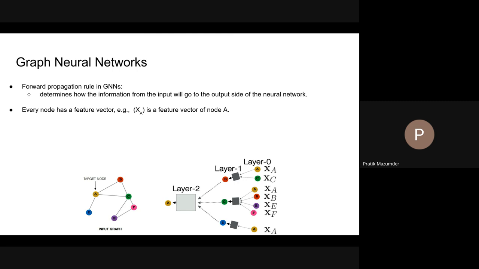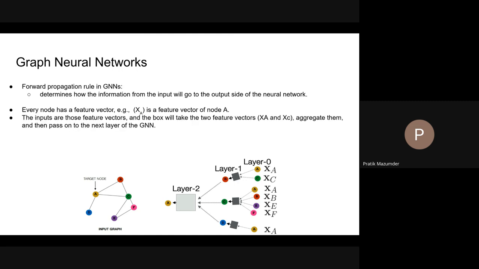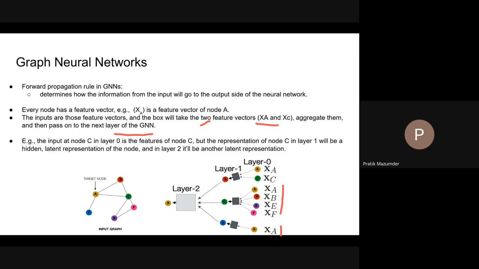Okay. Now, every node will have a feature vector, and the input of your GNN will be those feature vectors. Okay. And any layer that you add in this particular setup will take, say, two feature vectors and aggregate them and pass it to the next layer of the GNN. It does not have to be two feature vectors. It can be multiple feature vectors as well, depending on whichever your neighborhood is. If your neighborhood only has, say, two other nodes, then you'll only have two other nodes combining at that level.